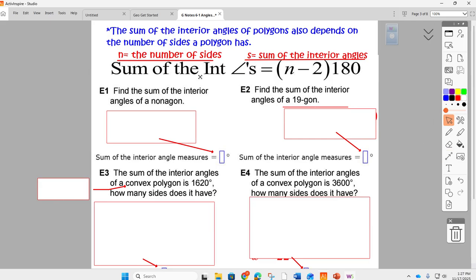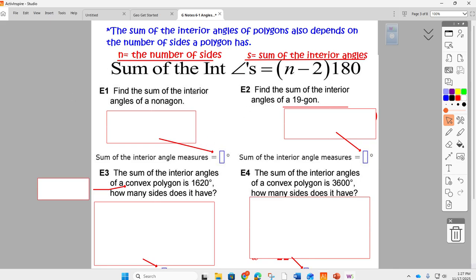So we're going to call the sum of the interior angles S when we plug it into our formula. S equals n, the number of sides, minus 2, times 180. Just like the triangle we talked about: 3 sides, 3 minus 2 is 1, 1 times 180 is 180 degrees. That is the sum of the interior angles of a triangle.